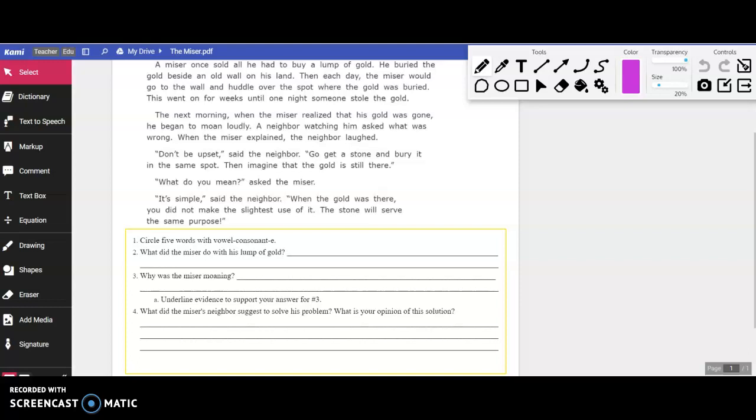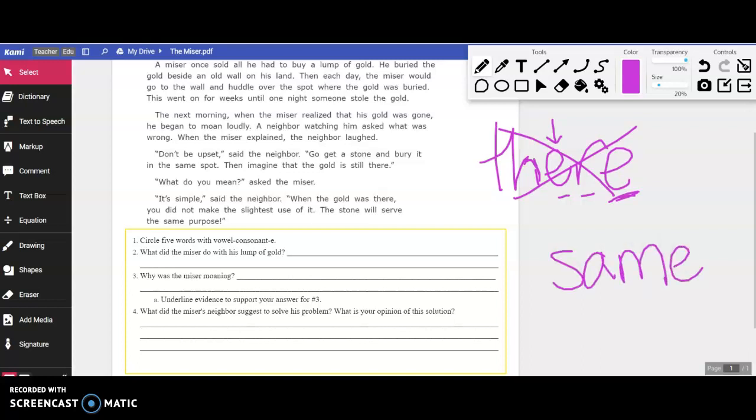Okay? So for example, the word "there" technically has a vowel consonant E, but this E does not say its name. We don't say "thee-re." So that one is not one that I would want you to circle. Whereas the word "same" in this last sentence here does follow that pattern because it's vowel consonant E, and this A says its name. It is a long vowel. So I do want the vowel consonant E words that you find to have that long vowel sound in them.